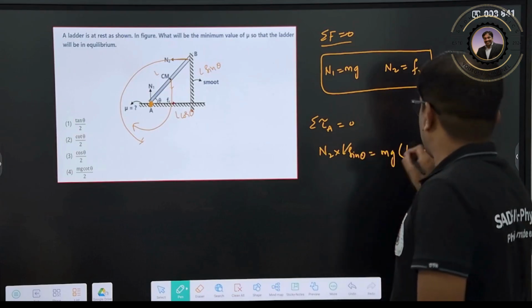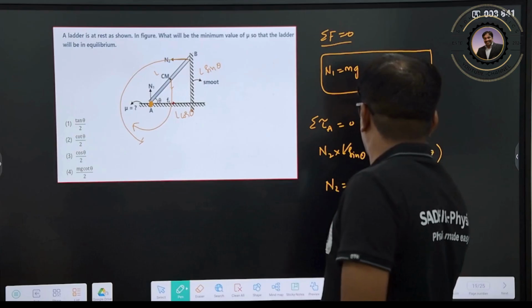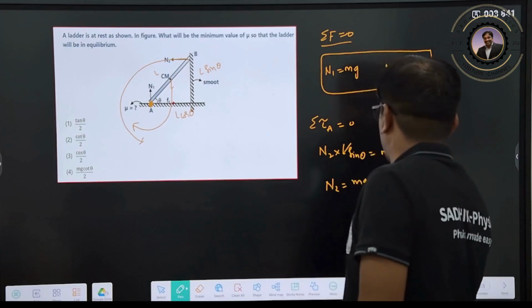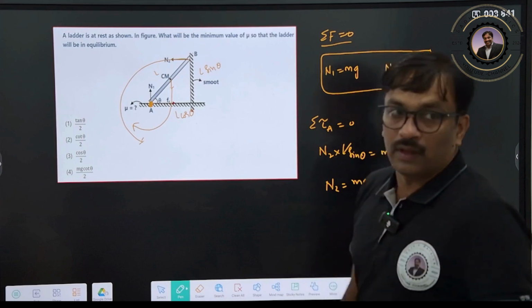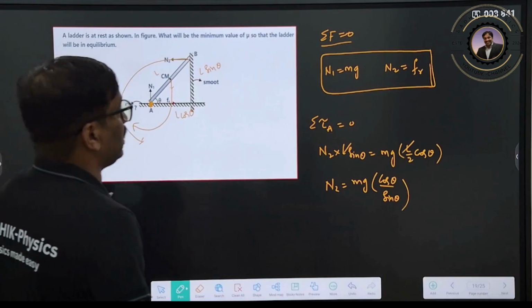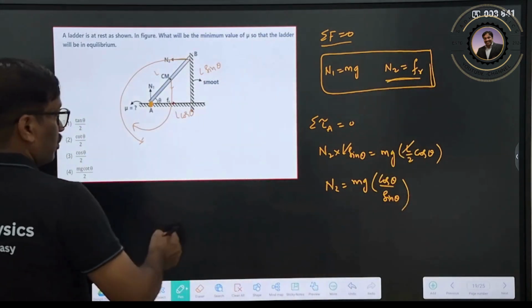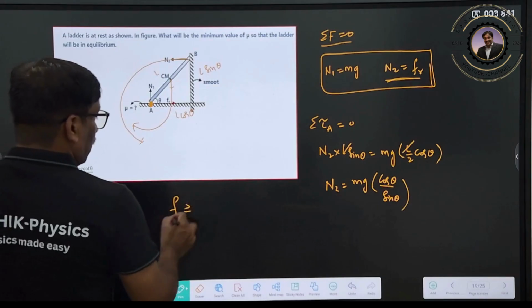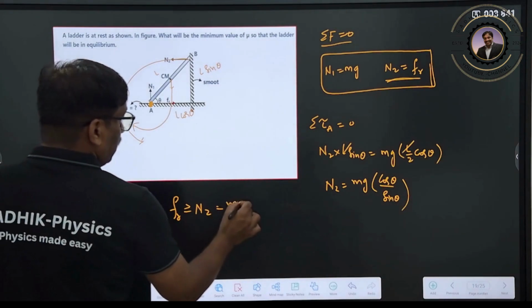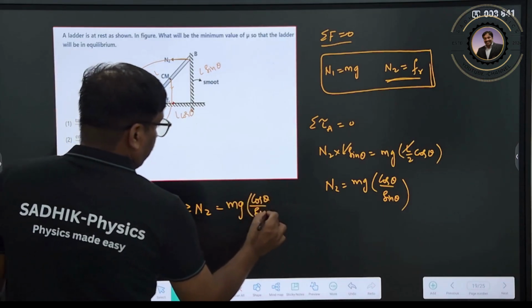So this L and L get cancelled out. N2 can be written as mg into cos theta by sin theta, clear? So in this way we calculated the N2. N2 is the frictional force, that's all. So frictional force should be greater than or equal to N2. N2 we got, mg into cos theta by sin theta, clear?